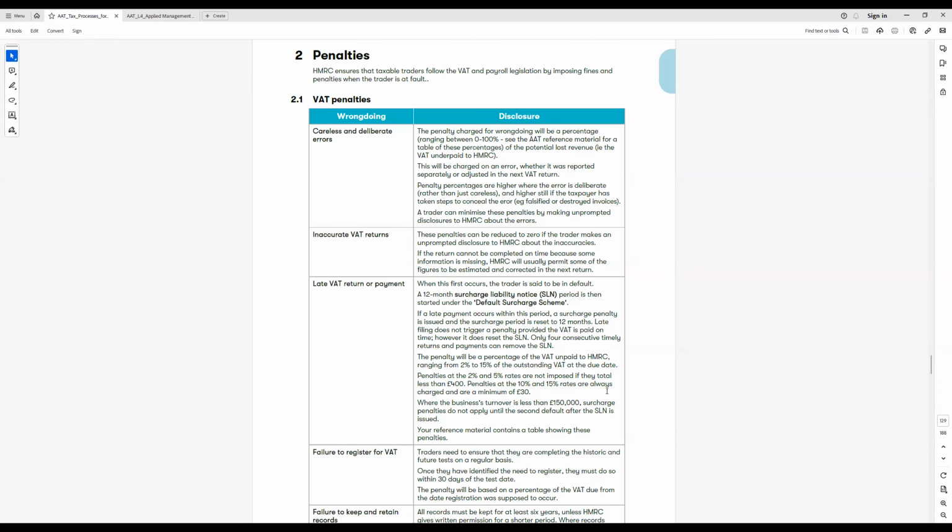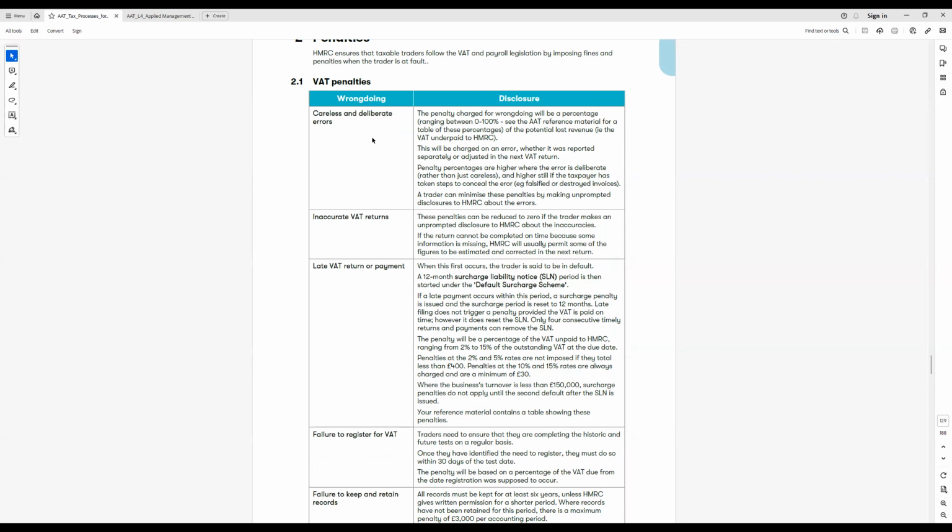Welcome everyone. In this session, you're going to look at the penalties. Now, the penalties question will definitely be in the tax process exam, and you have to be very careful how to deal with that. So the first thing we're going to look at is the table we have here, how we deal with the penalties.